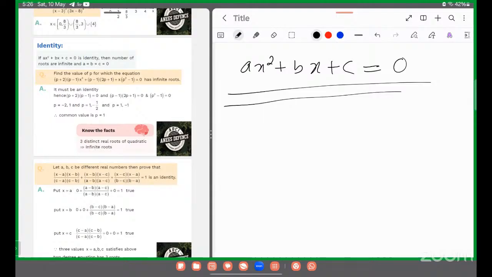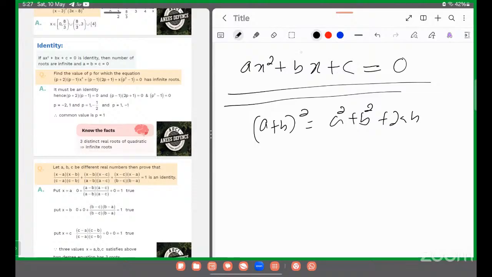If we want to say that for any value of x... what is the meaning of identity? Whatever is the value of the variable, it should satisfy. For example, (a plus b) the whole square equals a square plus b square plus 2ab. If you put any value of a and b, it will satisfy. Whatever be the value of a and b, it should satisfy. Then only we can say that it is an identity.